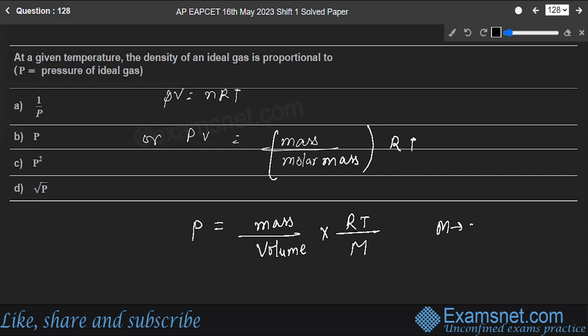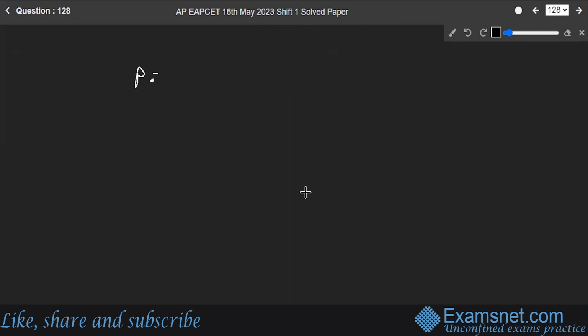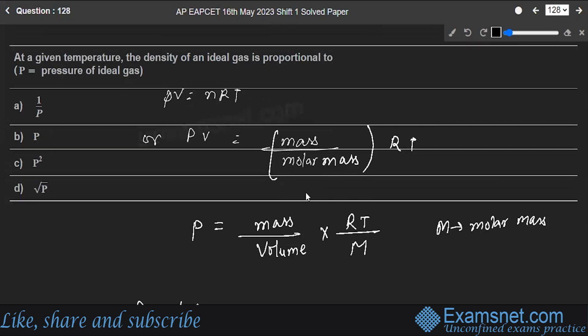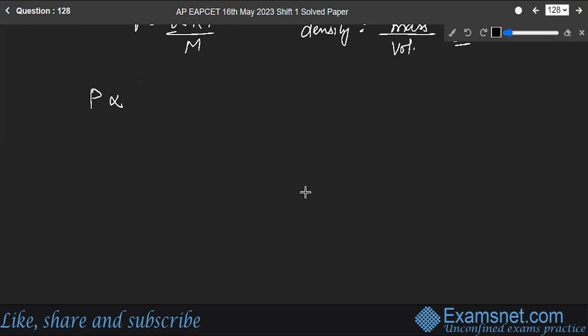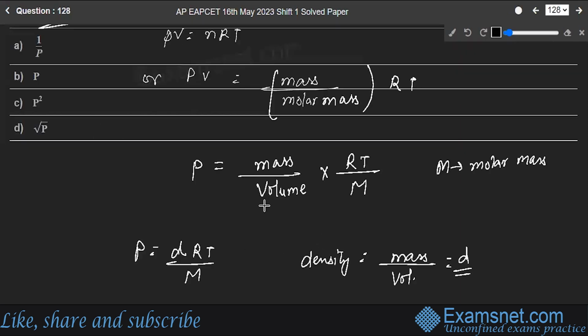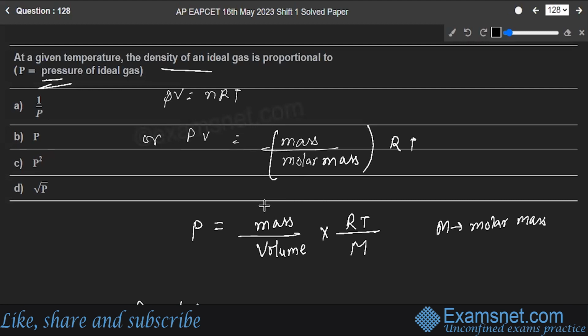Here M is your molar mass. So you have P is equal to d RT upon M, because mass upon volume is nothing but density, d. So from here, the pressure is directly proportional to density, or density is directly proportional to pressure, one and the same thing. So at the given temperature, density is directly proportional to the pressure. Option B is the right answer. Hope you got that. Next is question 129.